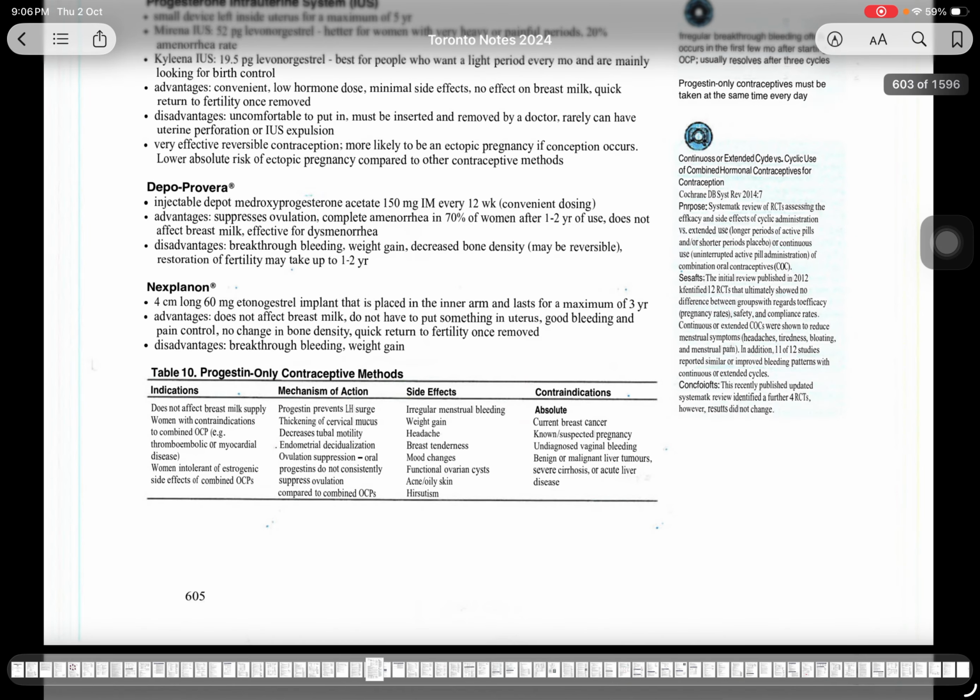So what are the indications? Does not affect breast milk supply, which is very appropriate for postpartum women. Women with contraindications to combined OCPs, let's say someone who has a thromboembolic condition or myocardial diseases.